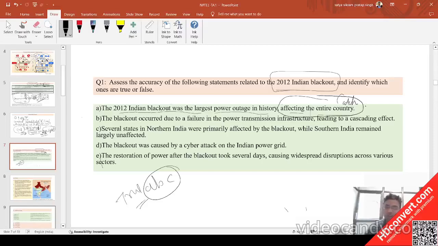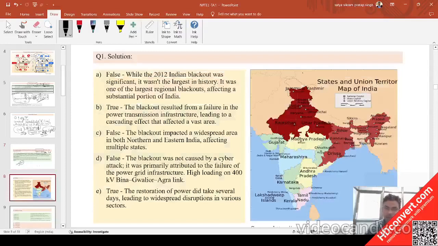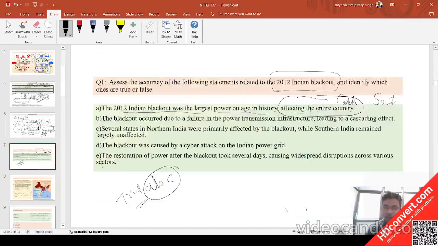Why? Because the southern grid, as you can see from this image, this is our lovable India, and you can see that there are multiple states, and this is the brown region. The brown region shows the affected areas of this 2012 Indian blackout. It means that this statement is wrong. Why? Because it is not affecting the entire country. It is affecting mostly the northern, eastern, and somewhat central regions.